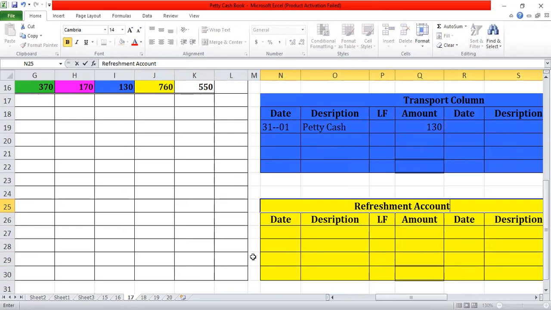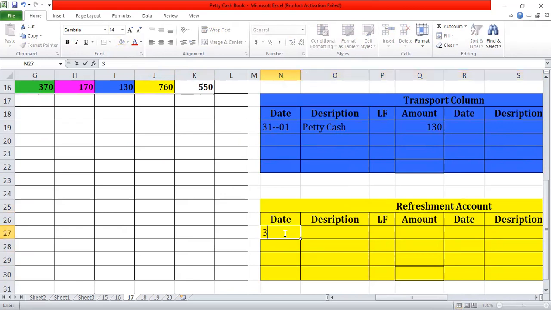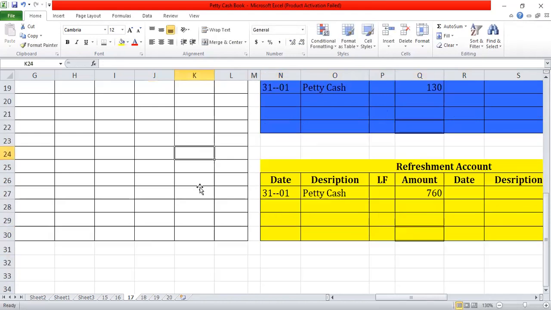Refreshment account. Today, the date is 31st of January. Description petty cash. Amount 760. Okay. Good.